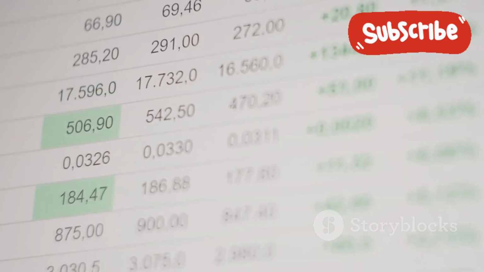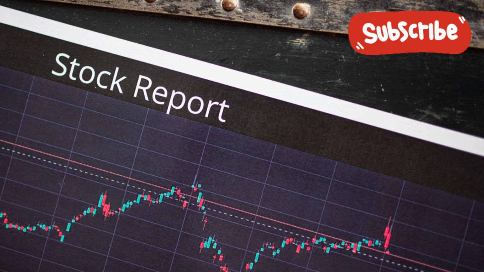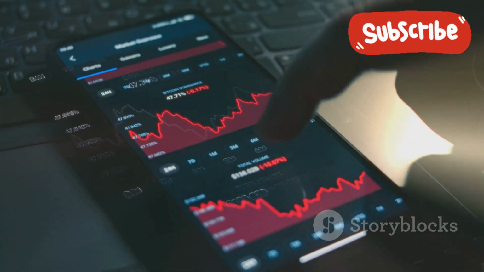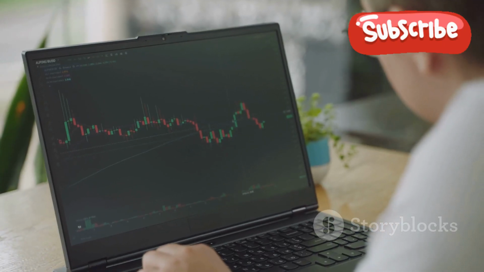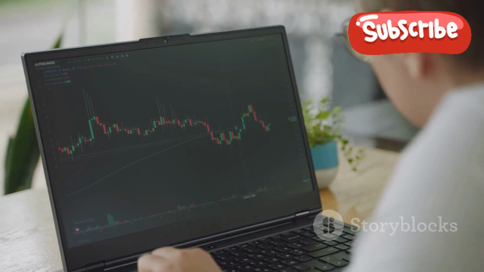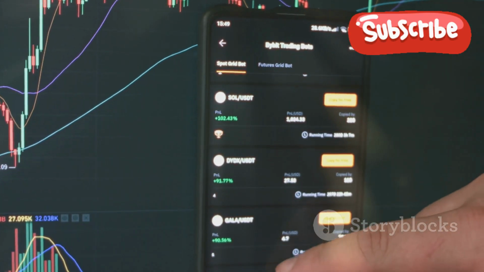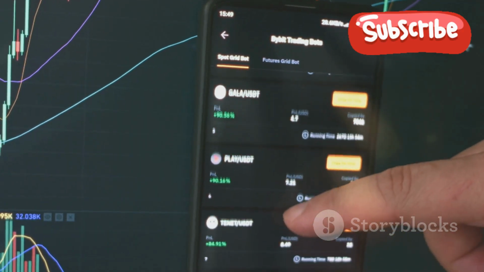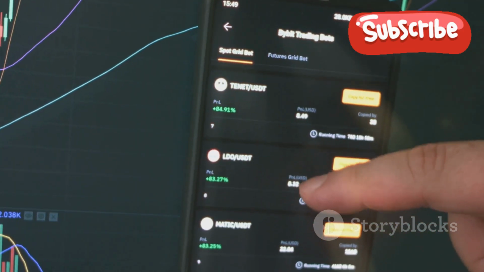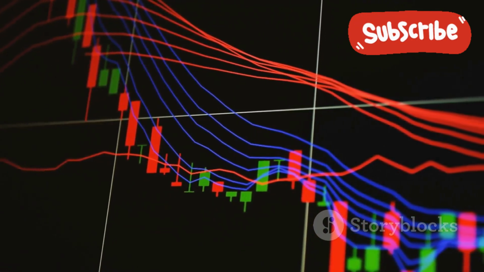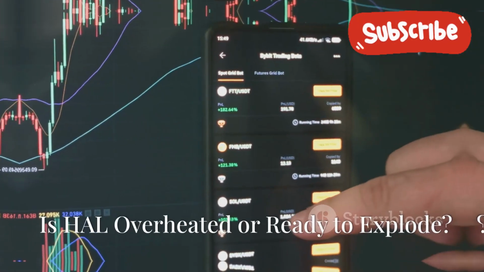SMAs give equal weight to all price data. EMAs give more weight to recent price data. This makes EMAs more sensitive to recent price changes. Traders use moving averages to identify trends and potential buy or sell signals. For example, if HAL's price crosses above its 50-day moving average, it could signal a bullish move. But if it drops below its 200-day moving average, watch out. The bears might be taking over.